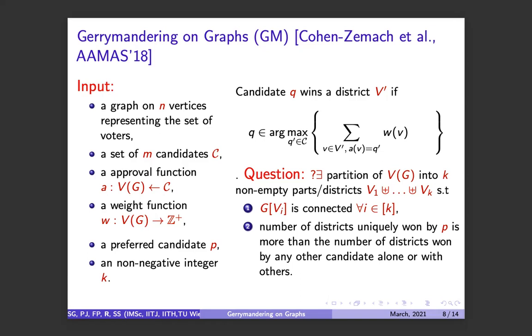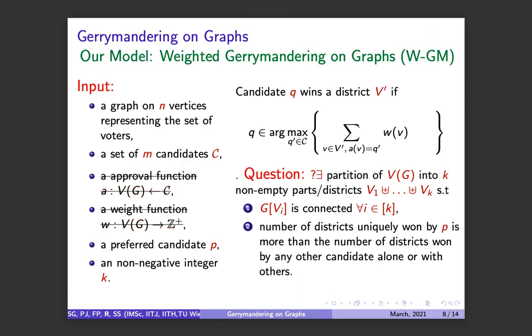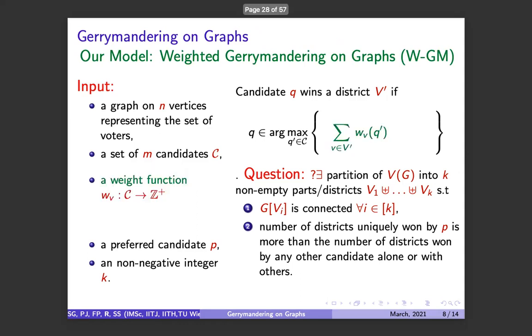A very natural generalization would be that each vertex might correspond to a poll, where it's possible that the voters in a poll do not vote for just one candidate, but multiple candidates gain votes from there. So what our model looks like is that instead of having an approval function and a weight function, we have a weight function where the voter gives 0 weight to those candidates whom he does not approve, and some positive weights to the candidates whom he approves.